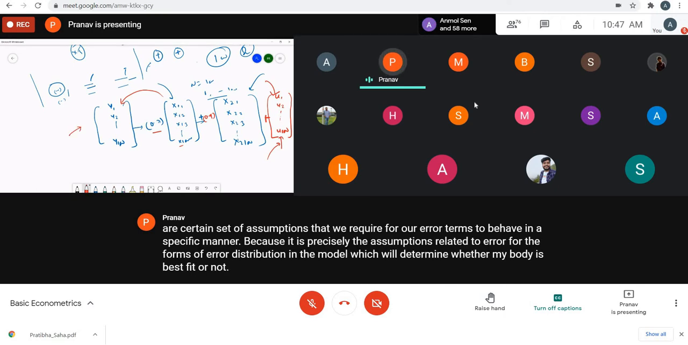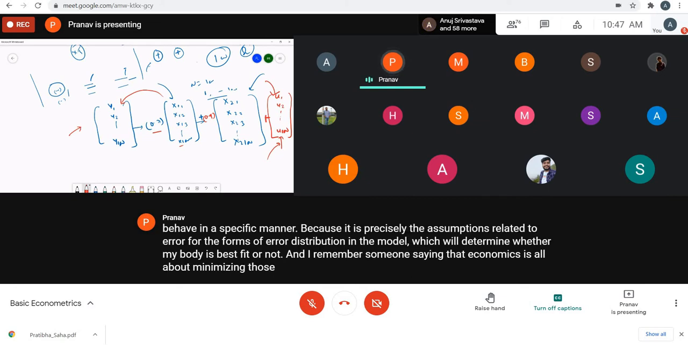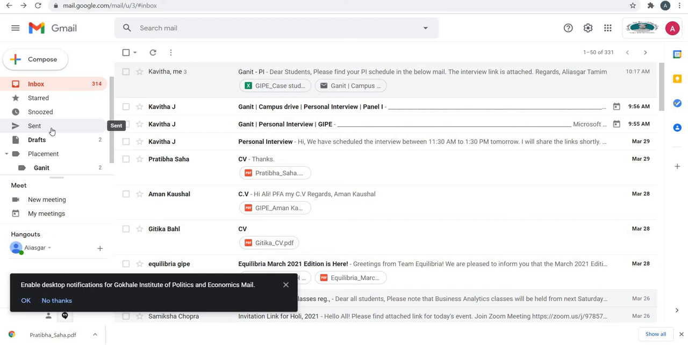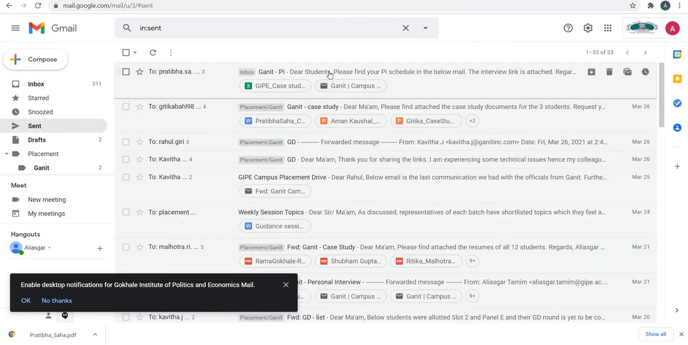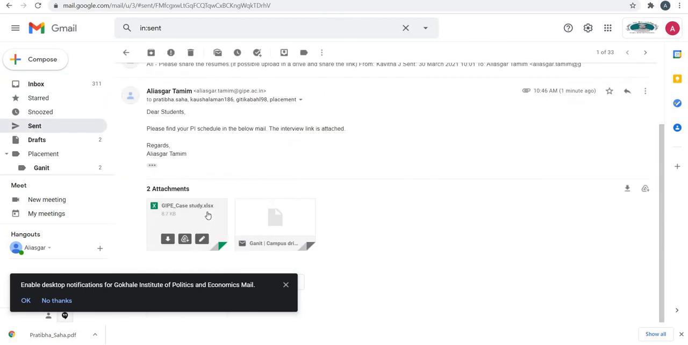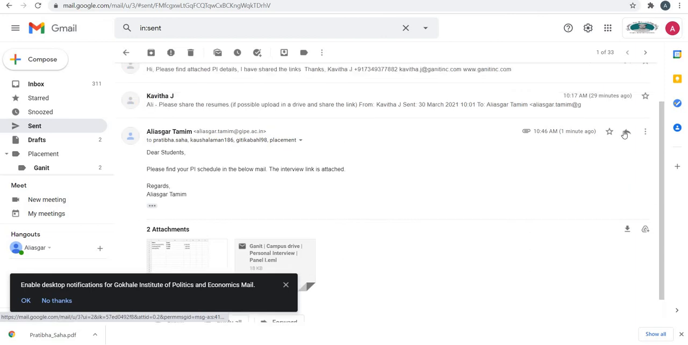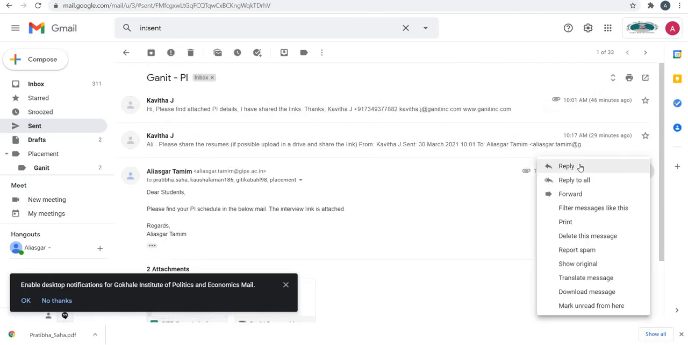And I remember someone saying that econometrics is all about minimizing those error terms. That is just one aspect of econometrics. And that is just one aspect which is used as far as ordinary least square method is concerned.